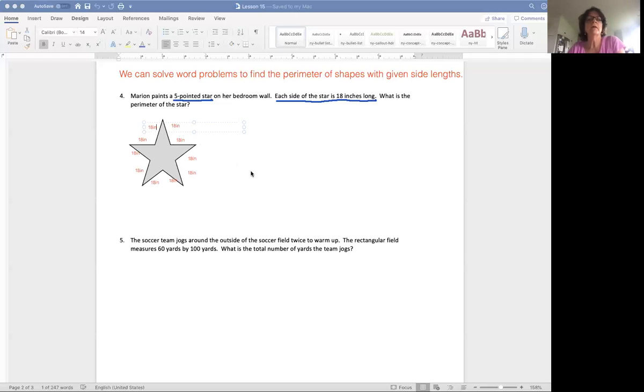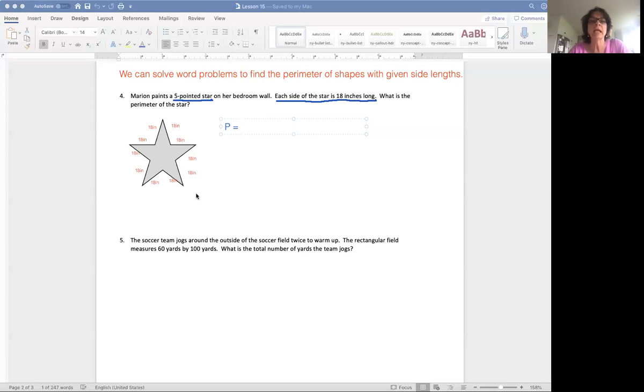All right, so we have our 10 sides, and now we're going to come over here and write our number sentence. We want to start with capital P equals. If it's a number sentence, then you have your equal sign. P stands for perimeter. There are 10 sides to this star, so I could certainly write 18 inches plus 18 inches plus 18 inches 10 times. But boy, that would take forever.